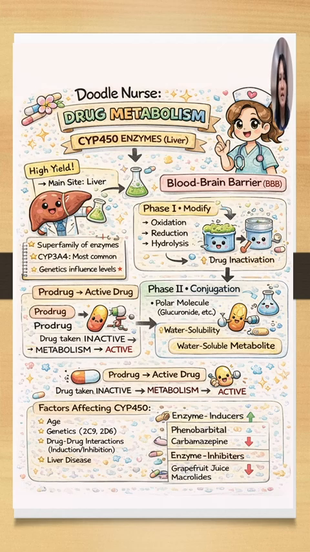Enzyme inhibitors like grapefruit juice and macrolide antibiotics decrease metabolism, which can increase drug levels and can also risk toxicity. So overall, metabolism determines how long a drug stays in our body and how strong its effect will be, making it very essential for safe medication management.